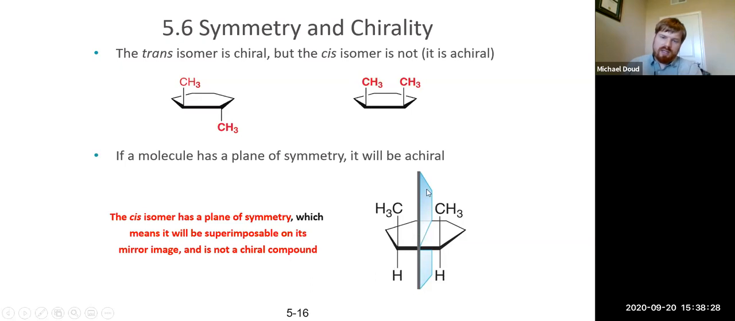So we draw the plane of symmetry this way. Because both of these methyl groups are pointed up, we see that internally, if we reflect this carbon onto this carbon, and so on around the ring, it's self-superimposable in a way. So because it's superimposable on its mirror image, it's not a chiral compound. I know that seems crazy, but this is something that we need to identify before we move forward.